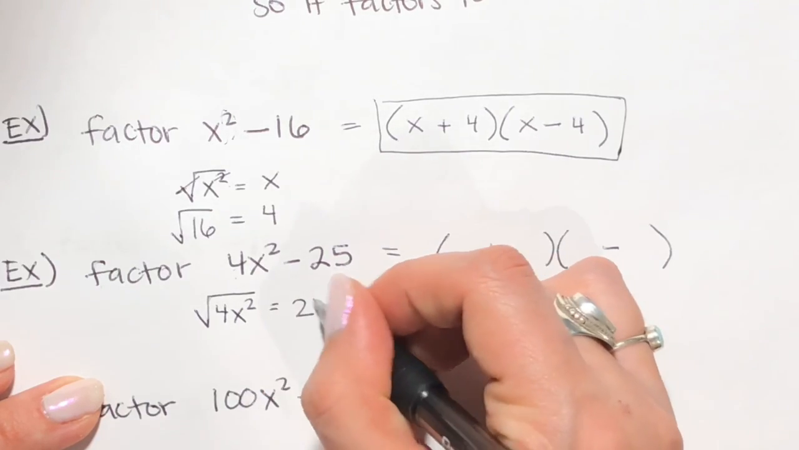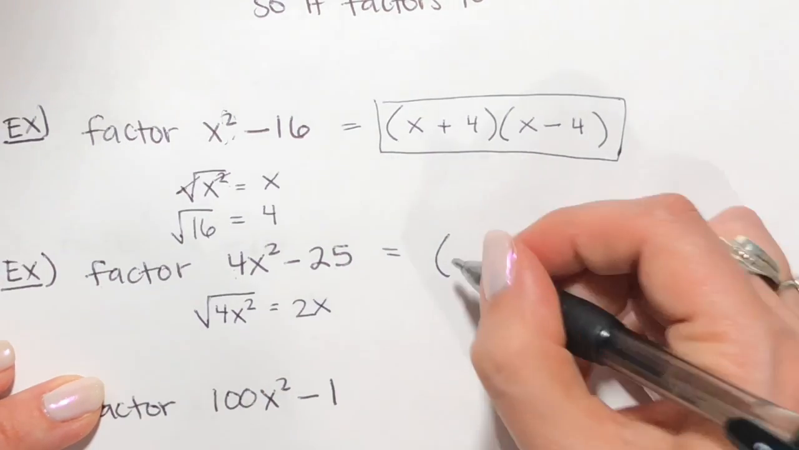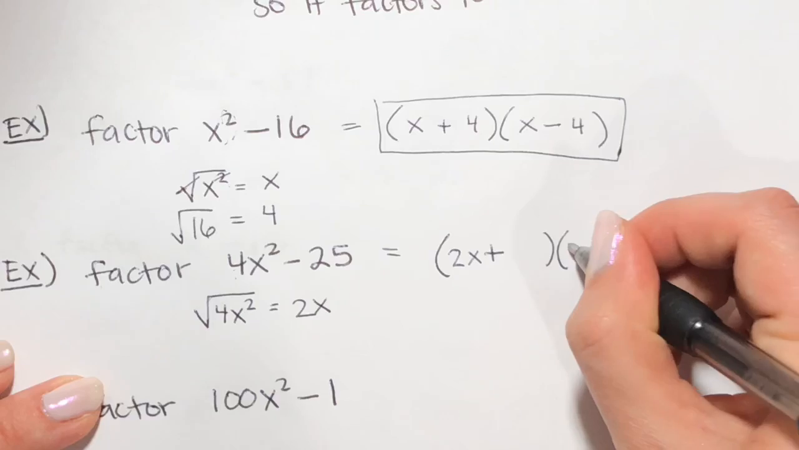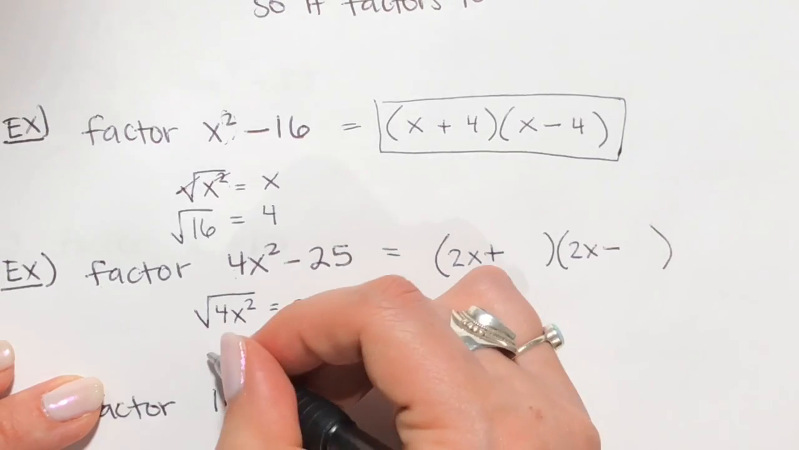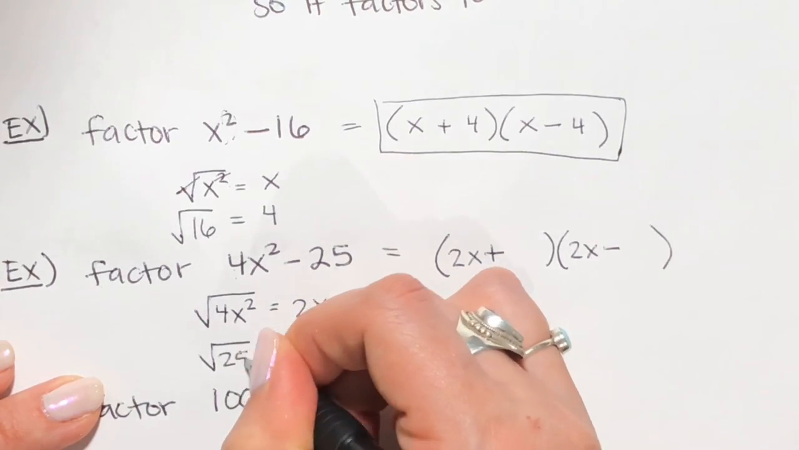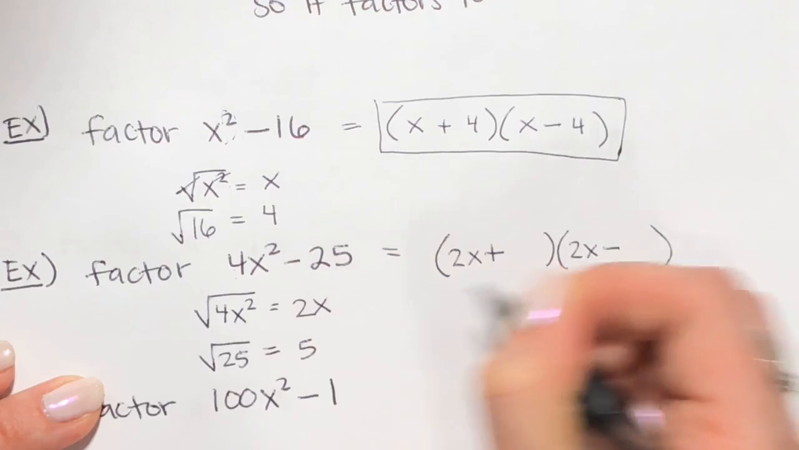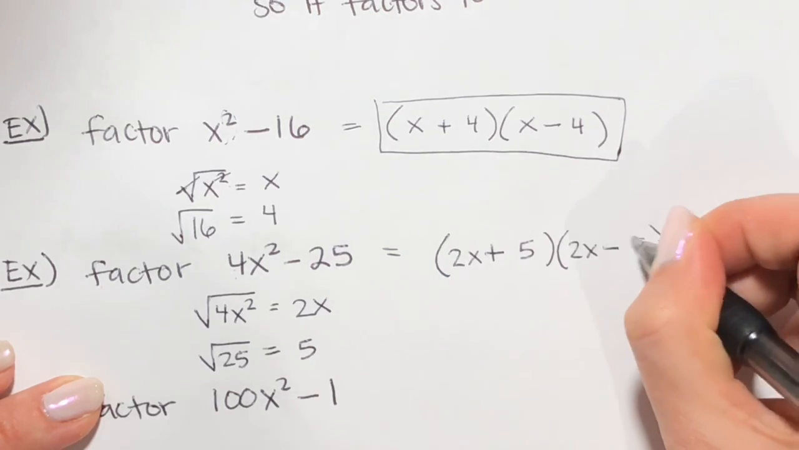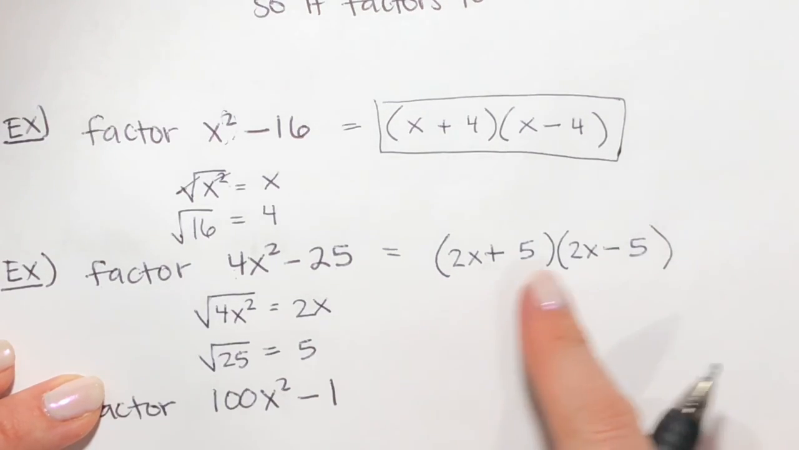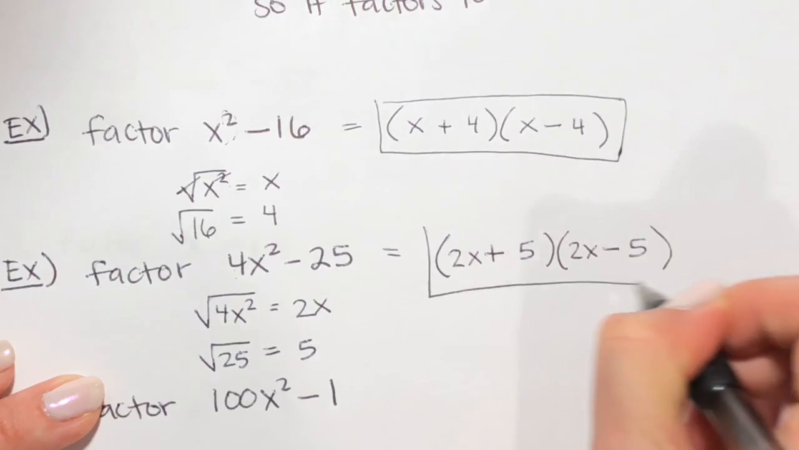So 2x is going to go in the front. And then 25, if I take the square root of that, is 5. That's going to go in the back. So my factored form is 2x plus 5, 2x minus 5, and I'm done.